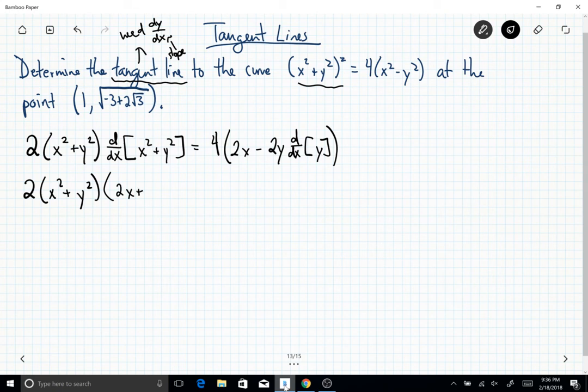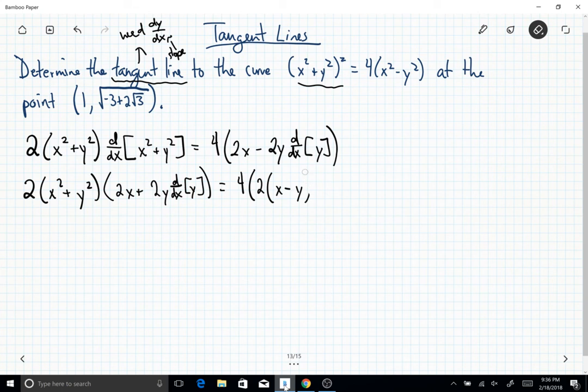So when we go from here, we get 2x plus 2y, and then d dx of y equals 4, and then we have, notice we can factor out a 2 here. Let's make our lives a little bit easier. 2, and then we get the quantity x minus y. Oops, got a little ahead of myself there. x minus y, but then d dx of y, what is that? Well, that's just dy dx. The derivative of y with respect to x.